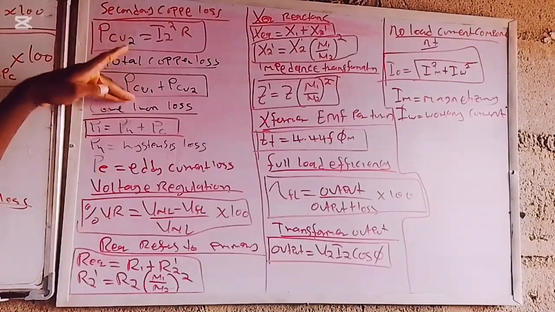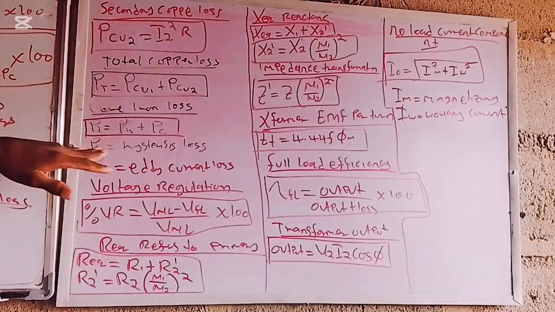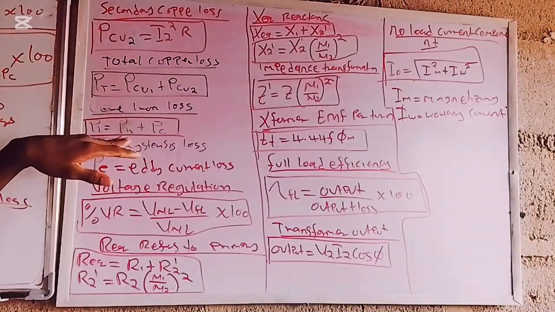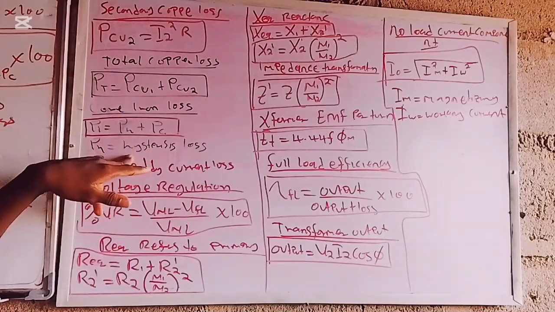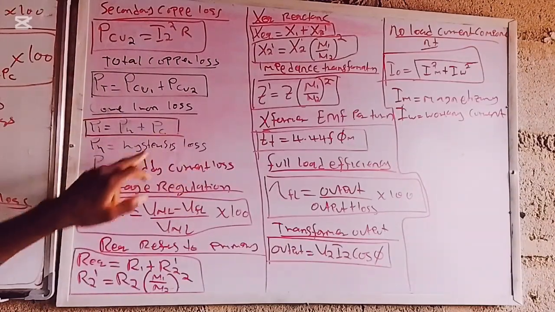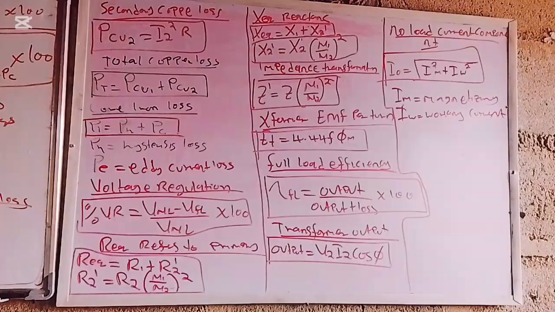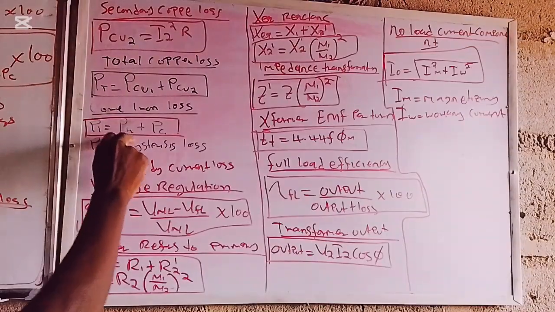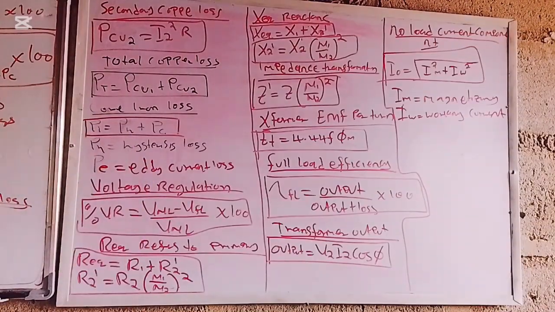And we have the core iron loss, which is the same thing as the hysteresis loss plus the eddy current loss. If you are asked to find either the hysteresis loss, you can make it the subject of the formula.